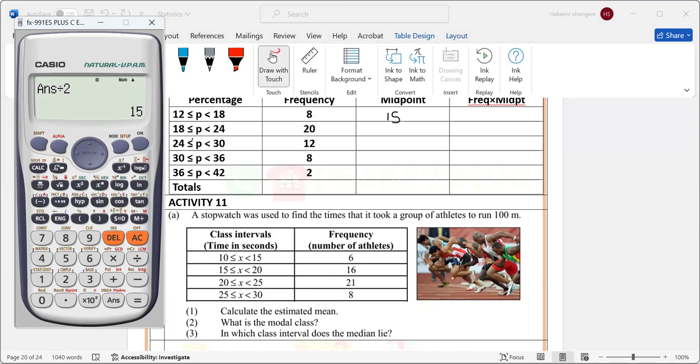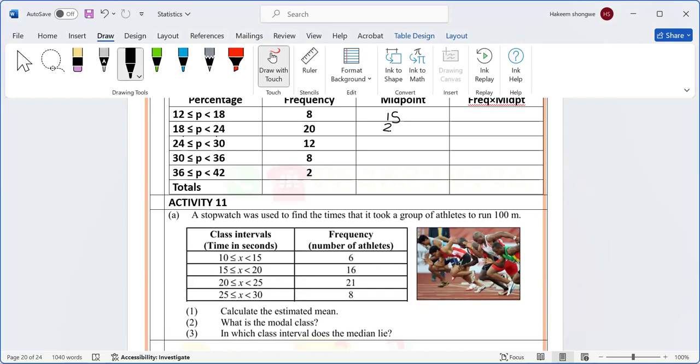Next, this one plus this one divided by 2 gives 21. From here to here, you added 6. So to go from here to here again, I'm also going to add 6 and get 27. But you can test it: 24 plus 30 is 54, divided by 2 gives 27. Then plus 6, you get 33.